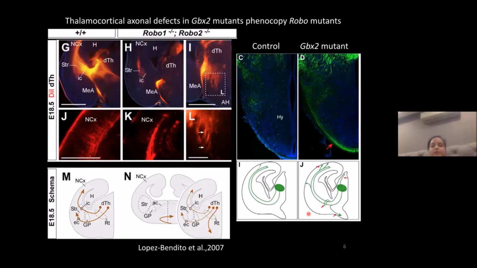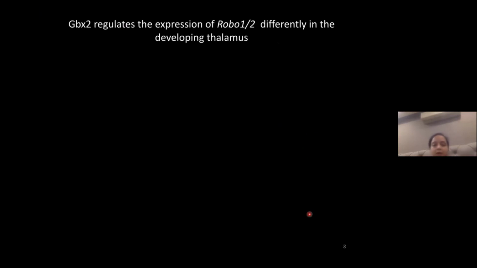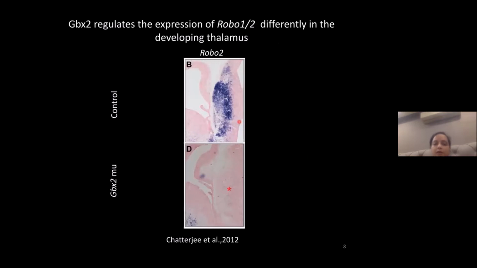So one of our questions was, since GBX2 is a transcription factor, does it act upstream of ROBO1, ROBO2 to regulate the expression of these two receptors? So that was the question we asked. And in fact, we saw that GBX2 does regulate the expression of ROBO1, ROBO2 differently in the developing thalamus. This is an in situ hybridization experiment to detect mRNA transcripts of ROBO2 in the thalamus at early developmental stages like E12.5. And there we saw this expression of ROBO2 in the thalamus. However, there is a complete absence of ROBO2 expression at the same stage in the GBX2 mutant.